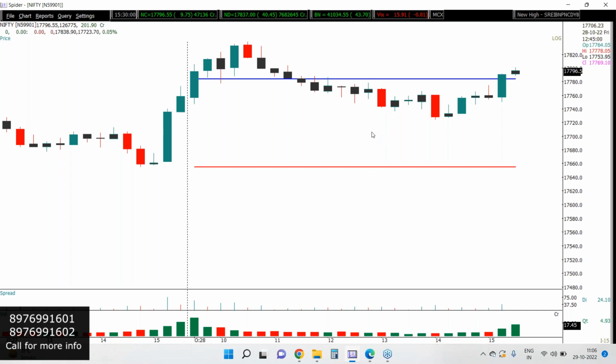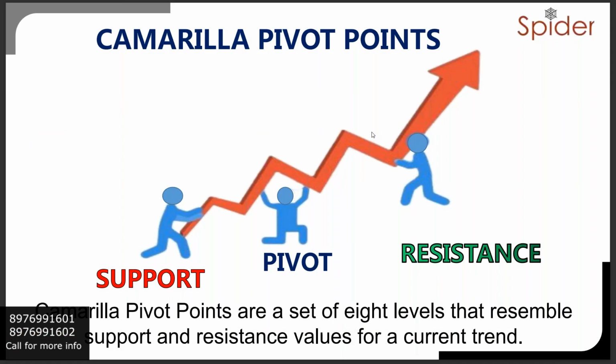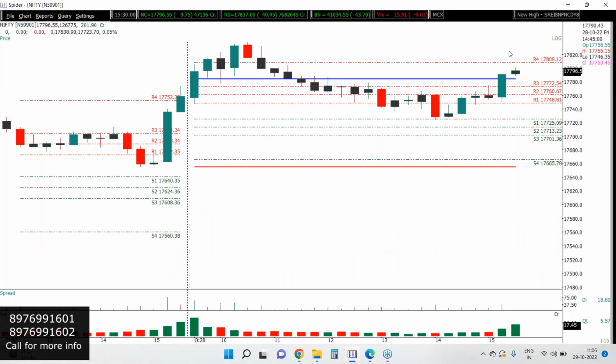Again, I'm going back to this PPT. Here you can see we have 8 levels. When you enable it, you get R1, R2, R3, R4, which are the 4 levels on the top, and 4 levels on the bottom side. Now, the authentic, actual Camarilla pivot point usage is: when a stock is above R4 and reverses back to R3, then someone can go short. This is the actual pivot usage.